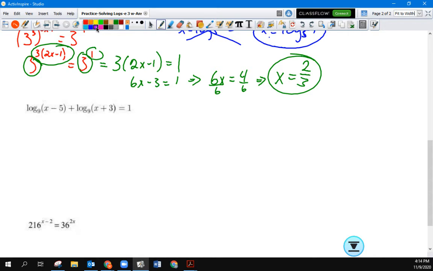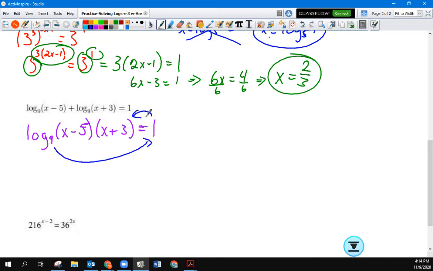But since I don't have logs on both sides, the first thing I'm going to do is use the product property and condense these by using multiplication. So that's my first step. So I put them together using multiplication. And now, since I have just a log on one side, I can use the exponential form. So we get 9 to the first power equals x minus 5 times x plus 3.